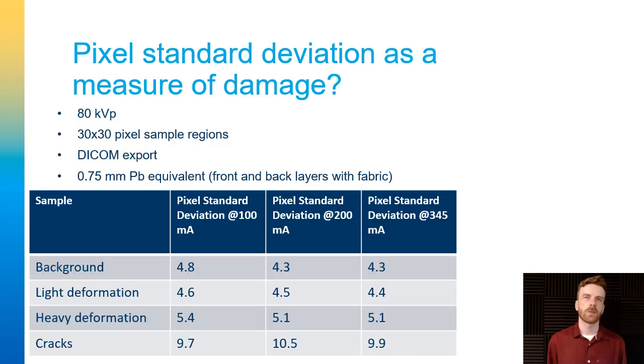I found the optimal technique factors to be 80 kV and upping the tube current as much as you can without pushing the tube too hard. Here, I've made some standard deviation measurements of the pixels in each sample for a range of tube current settings, including the max setting, 345 mA.